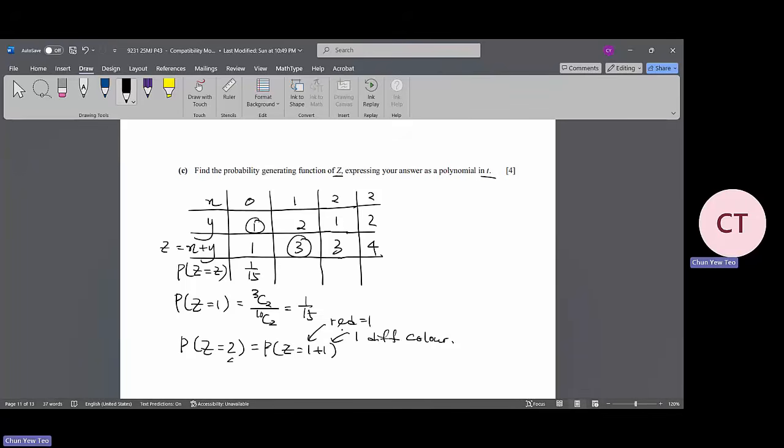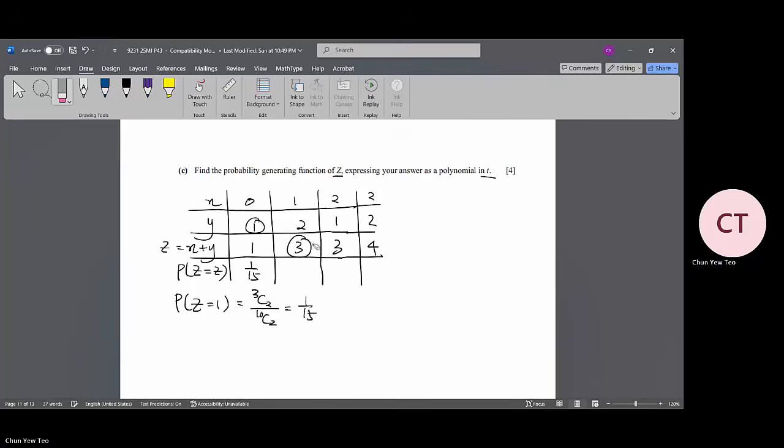But if the red is equal to 1, that means another one must be blue. If the red is 1, another is blue, then it cannot be one different color. It must be two different colors. So this is not possible, okay? BZ equal to 2 is not possible. So this one we do not need to show.